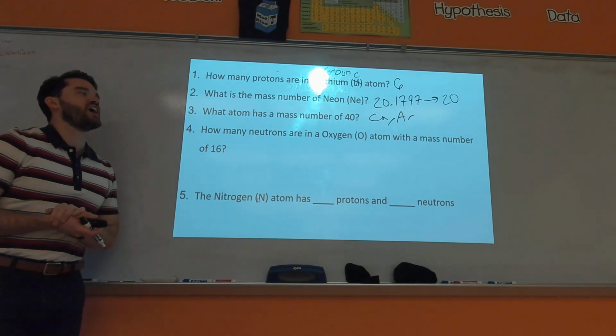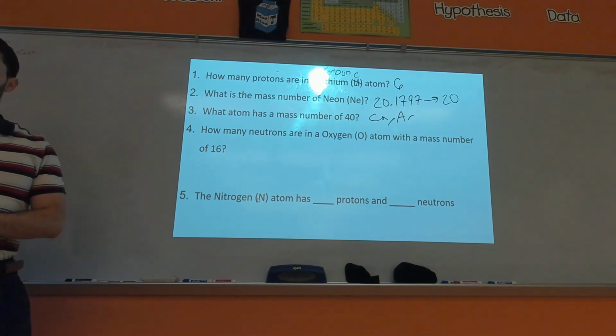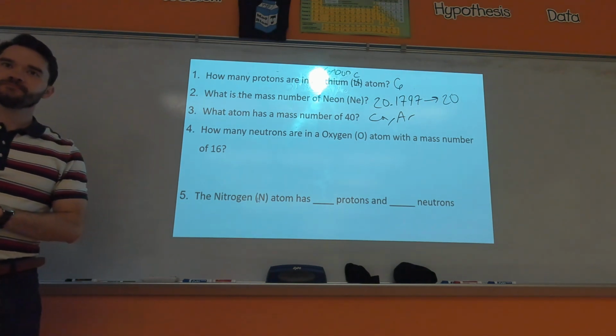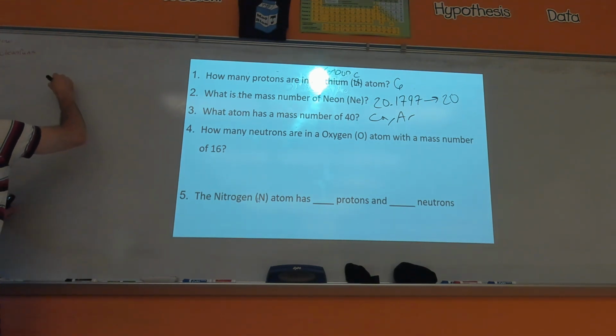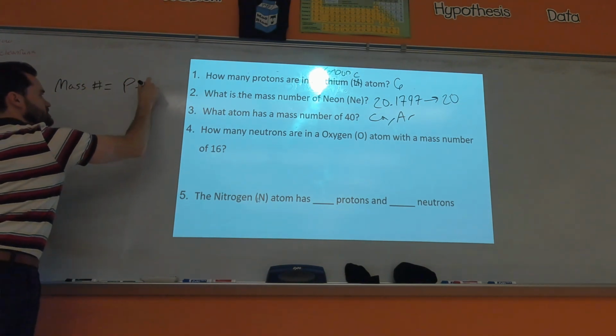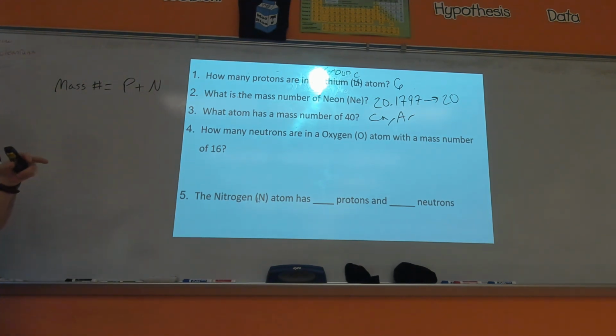All right, now number 4. How many neutrons are in an oxygen atom with a mass number of 16? This one's a little trickier. Let me remind you, mass number equals the protons, P, plus the neutrons, N. Using that in mind, how many neutrons? 8, yeah, exactly.